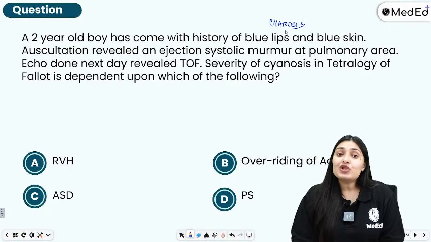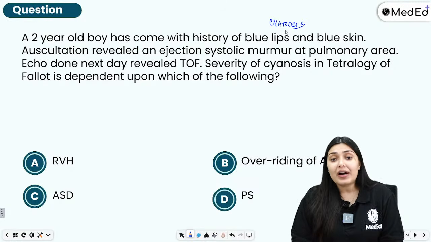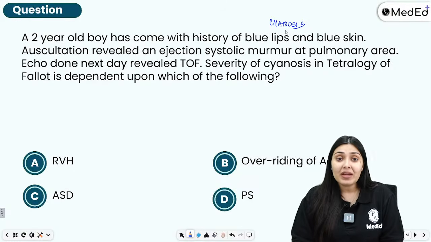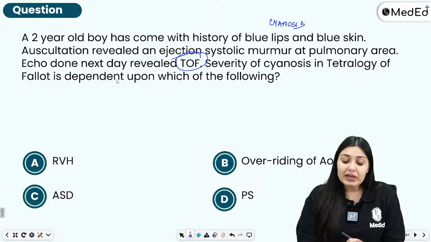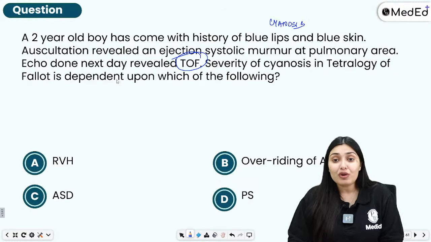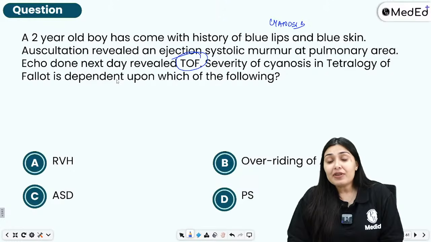On auscultation, you revealed an ejection systolic murmur in the pulmonary area. Echo was done the next day and that revealed TOF, that is tetralogy of Fallot. The severity of the cyanosis in tetralogy of Fallot is dependent upon which of the following?